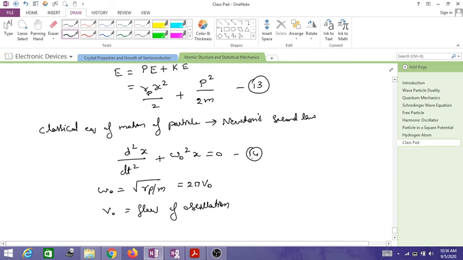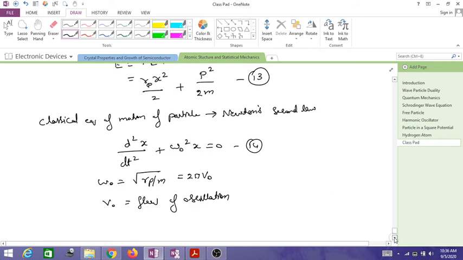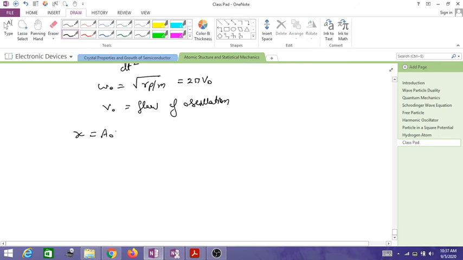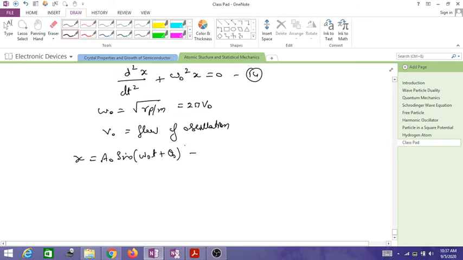If we solve equation 14, we will get the solution for x as x is equal to a naught sine of omega naught t plus theta naught. Let me call this equation number 15. You can see from this equation that the motion is sinusoidal. That is what is important.